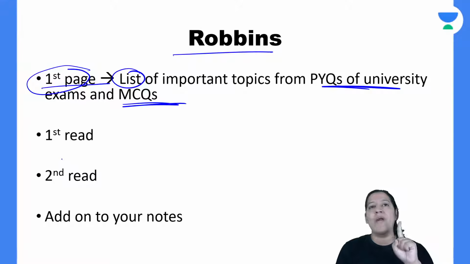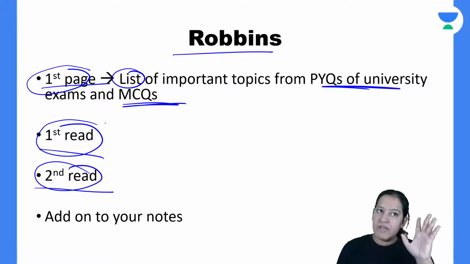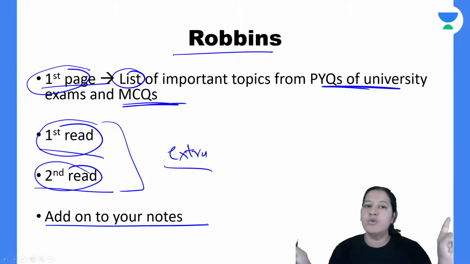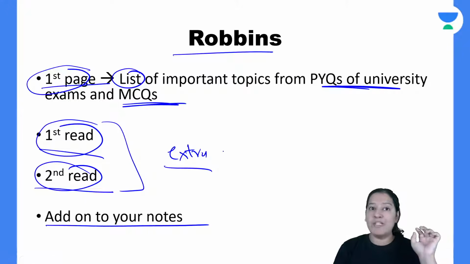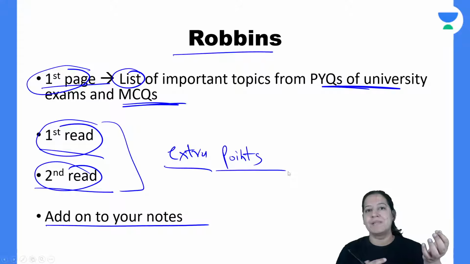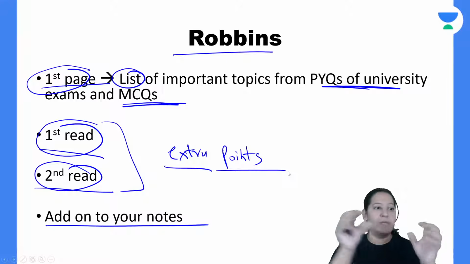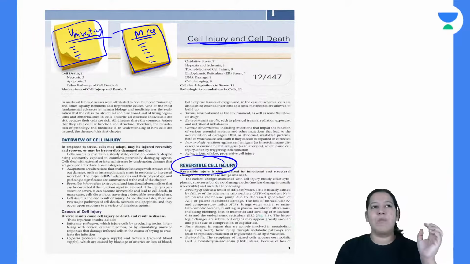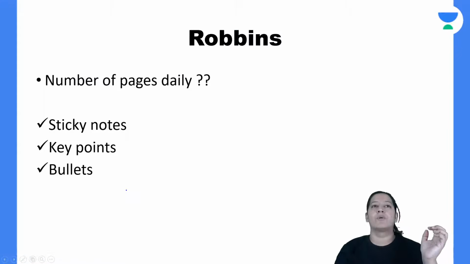Robbins is not a one-read book, you have to read it twice. First do a first read, then a second read, and whatever extra points you get, you have to add to your notes. Otherwise, there is no use of reading Robbins. On the last day of your revision, you cannot open Robbins. It is not that tomorrow is my exam and today I will revise the entire Robbins volume 1, volume 2. No, I can revise my own notes. But once you have read Robbins, you got this extra point which is not there in my notes, so just add these points in the form of bullets in your notes. Give me a thumbs up if you got it.